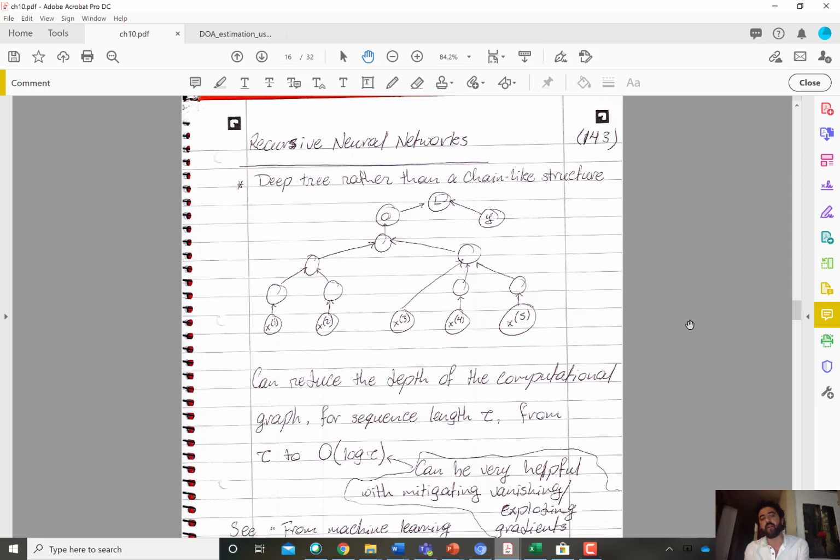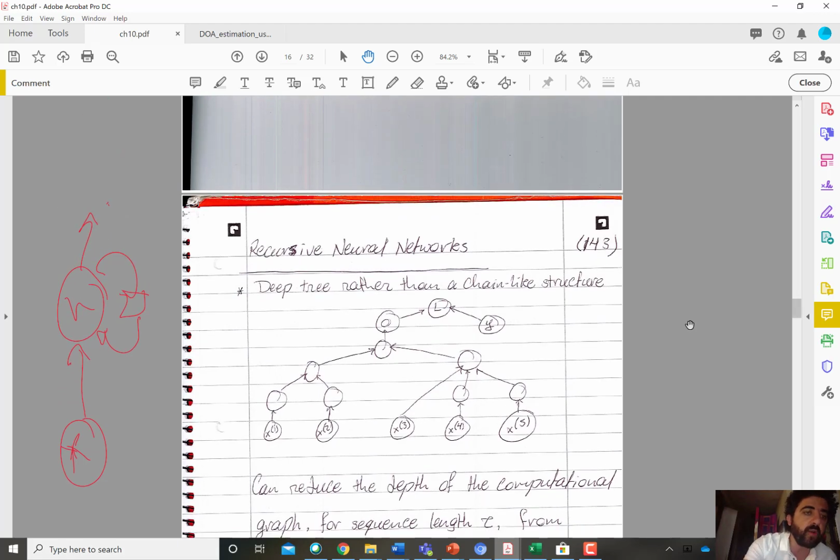And basically recursive neural networks are doing the following. Instead, in the usual network, right, this X, and then I have H, and then H connected to itself, right, and then O, right?